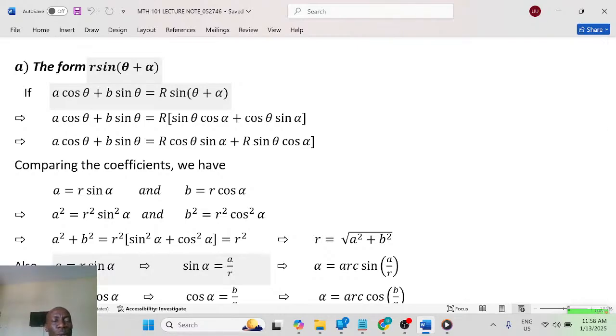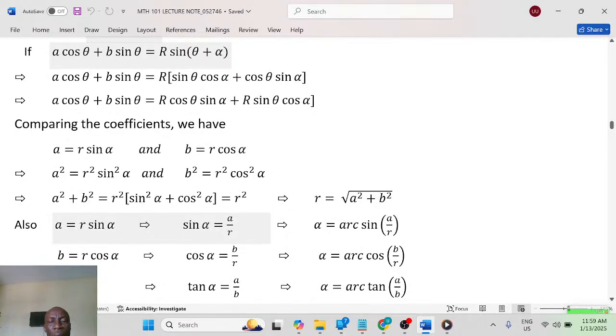A square will now be equals to R square sin square alpha, and B square will now be R square cos square alpha. So A square plus B square will now give us R square times sin square alpha plus cos square alpha. And we know that sin square alpha plus cos square alpha, from the first identity we looked at, is equals to 1. So that is why A square plus B square will equal to what? R square.